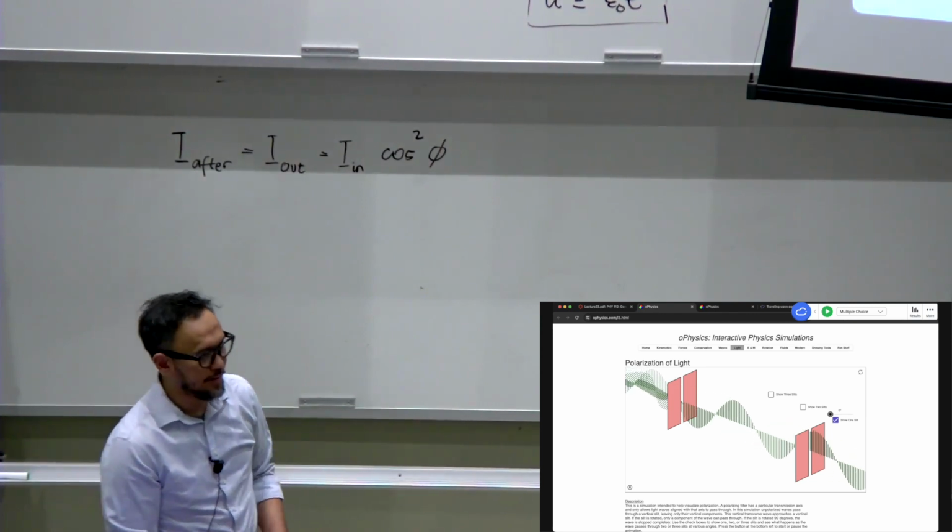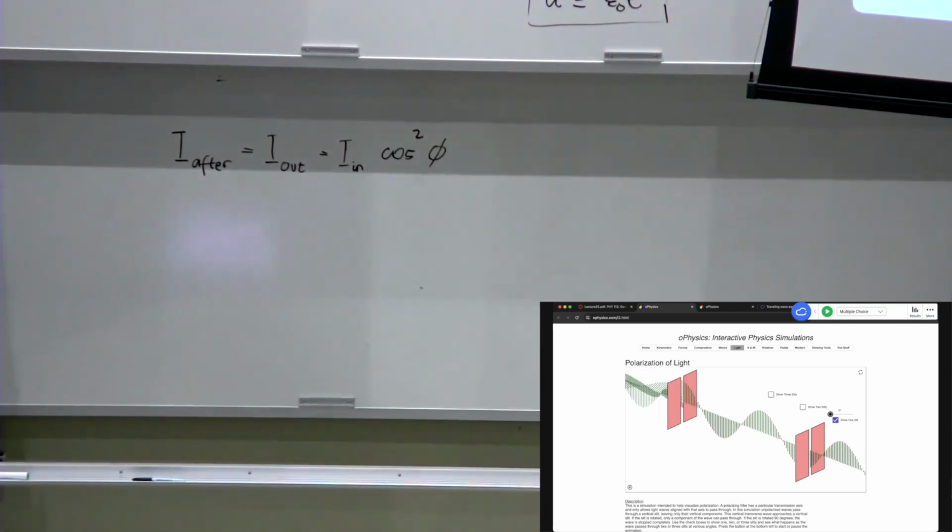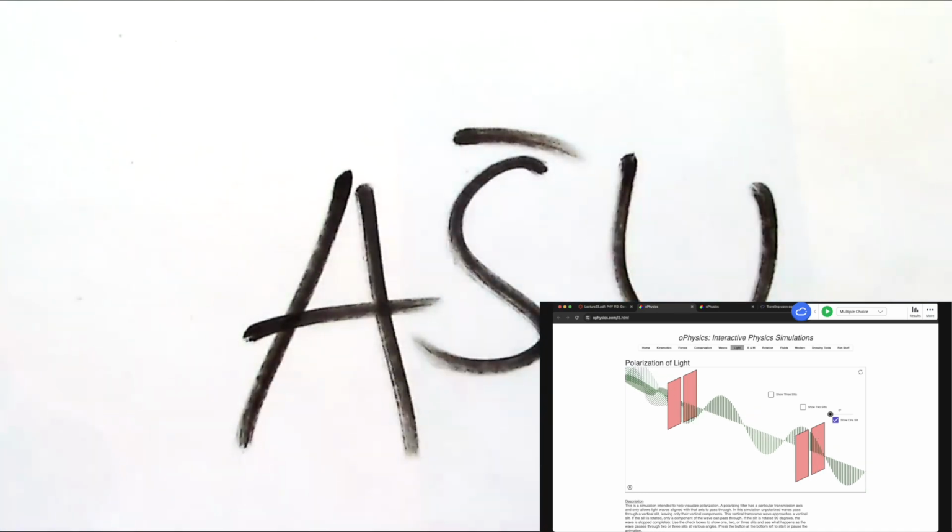Okay? And there is this nice demo here. Let's say you want to image ASU with a camera. This is two polarizers, and the light here is unpolarized light. So when I add a polarizer, I lose half of the intensity.